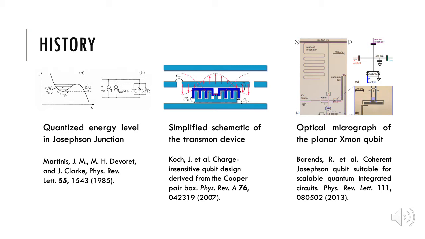To minimize these and other effects, in 2007, Koch introduced a new type of superconducting qubit called the Xmon qubit. The Xmon was designed to achieve much longer coherence time by significantly increasing the ratio of Josephson energy to charge energy, and this design leads to low sensitivity to charge noise. Later in 2013, Barends demonstrated a fully planar, Xmon-based qubit, which combined simplistic fabrication, straightforward connectivity, fast control, and long coherence, and it was named Xmon qubit because of its cross shape.